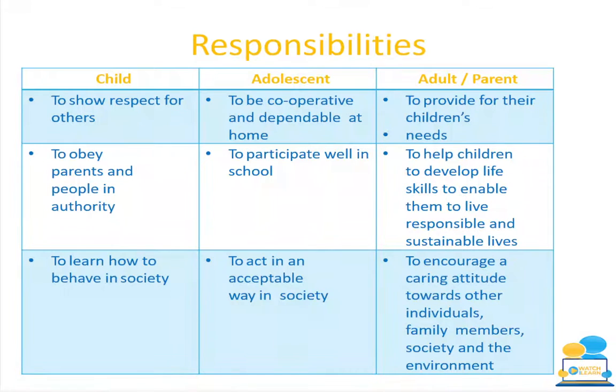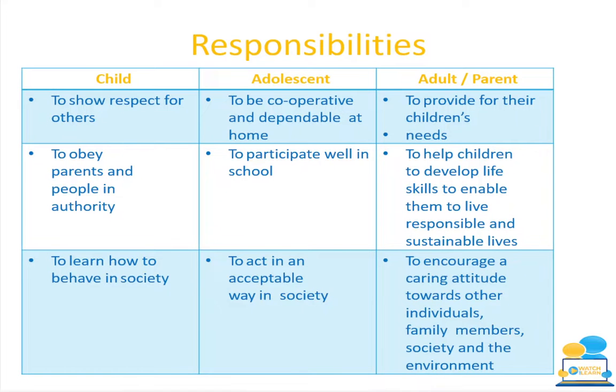Adolescents, so they have the responsibility to be cooperative and dependable at home. So do what their parents say, help them out at home. They have a responsibility to participate well in school. So ask questions, do your homework, do well in tests, enjoy school. They also have a responsibility to be acceptable in society, okay? So not drinking and smoking because that is illegal for under 18s.